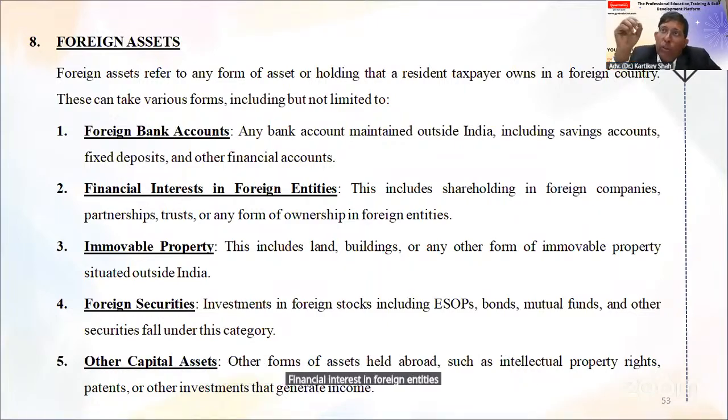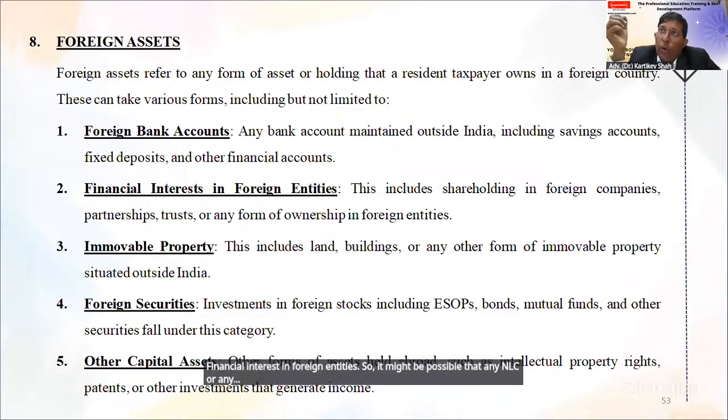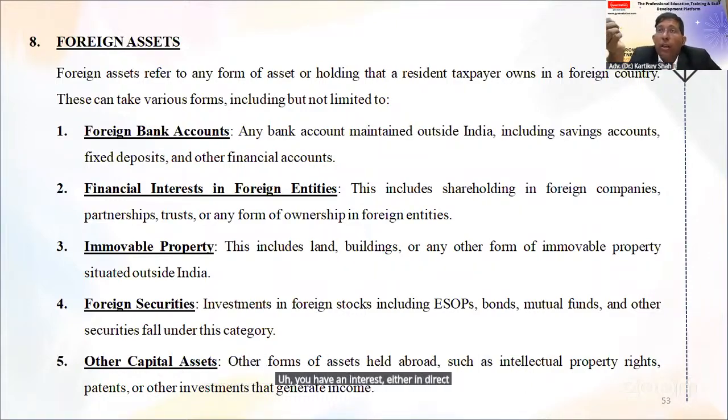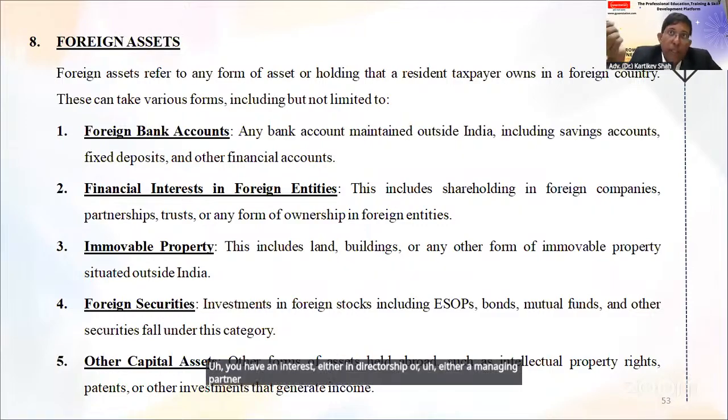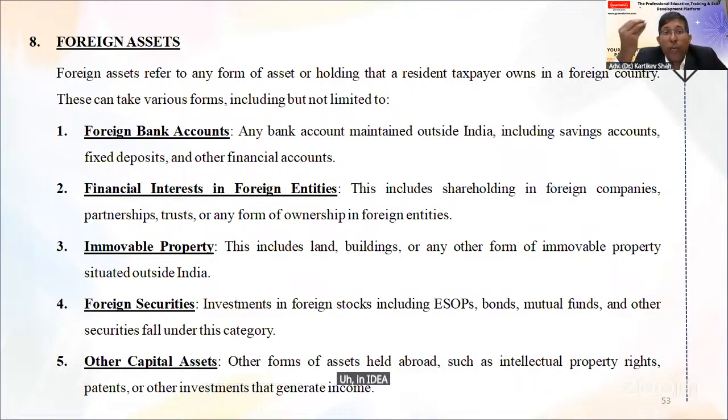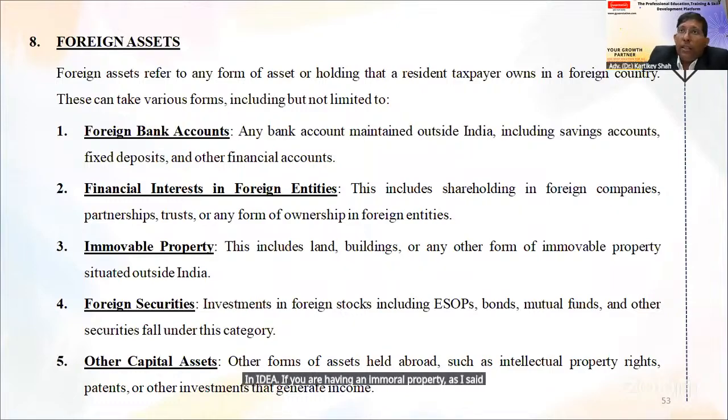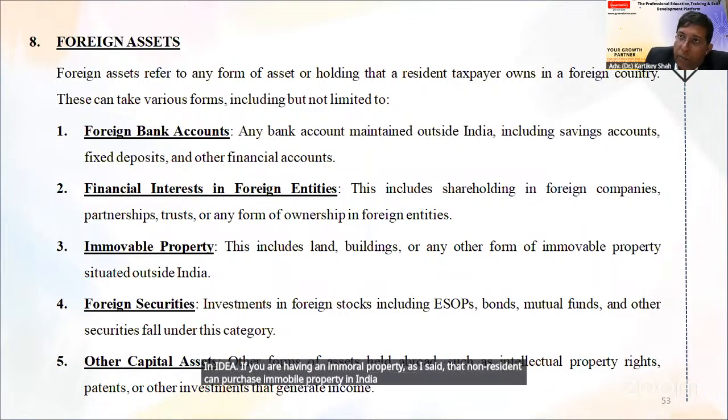So it might be possible that in any LLC or any outside foreign company, you have an interest, either in directorships or as a managing partner or whatever. If you have any financial interest, you have to show it in the ITR. If you are having any immovable property, as I said, that a non-resident can purchase immovable property in India, in the same way, our resident can purchase immovable property in foreign countries. You have to show that immovable property, then foreign securities, any shares purchased of any foreign country companies, you have to show, and other capital assets.